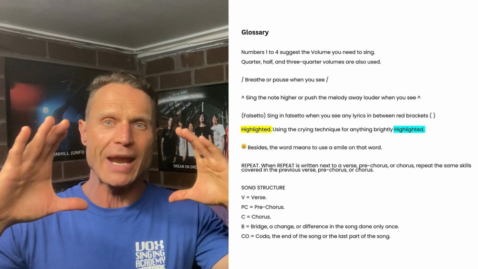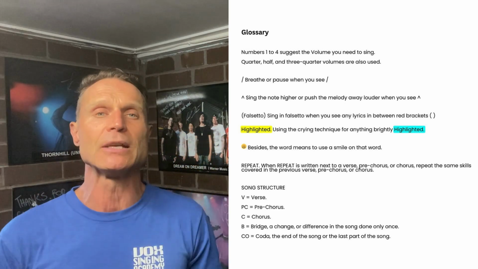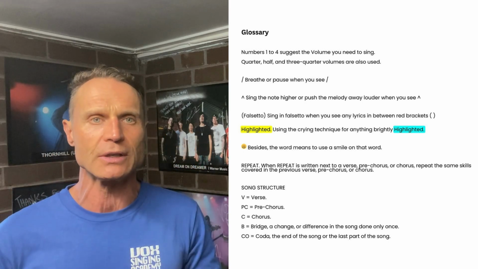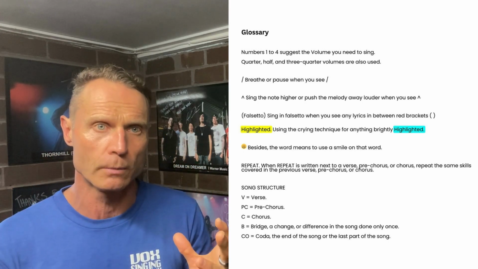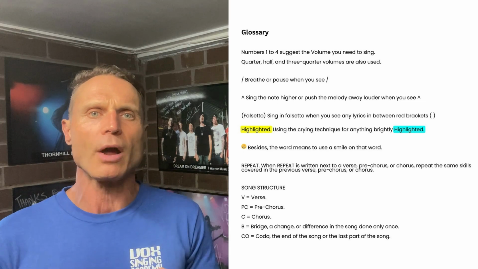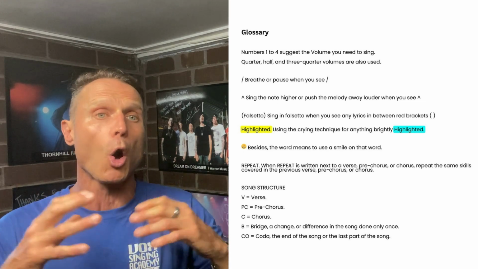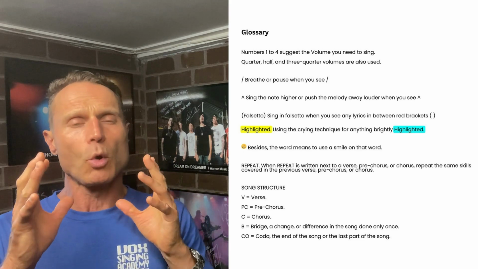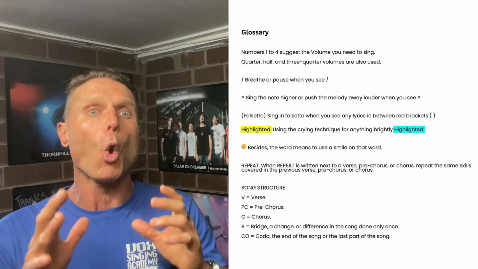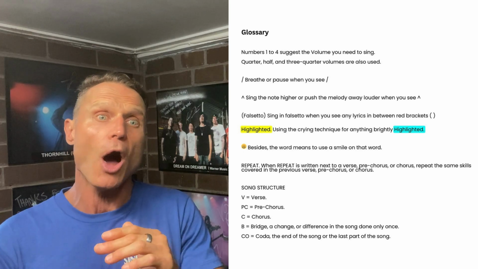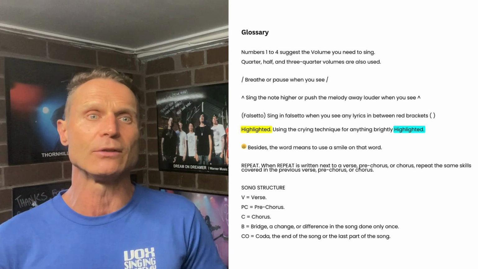If you see red brackets, and if you see any lyrics between the red brackets, that means I want you to sing all of those lyrics in false voice, so in falsetto. If you see anything brightly highlighted, it could be a line, it could be a single word, it could be a whole verse or chorus, that means I want you to use the crying technique on that particular word or part. A crying technique is a higher singing technique that we will be using and explaining in the song.